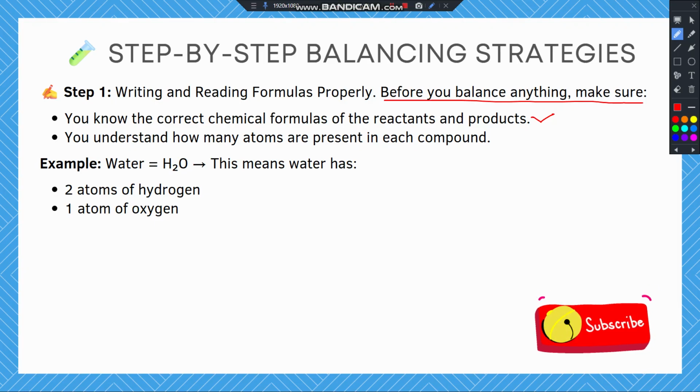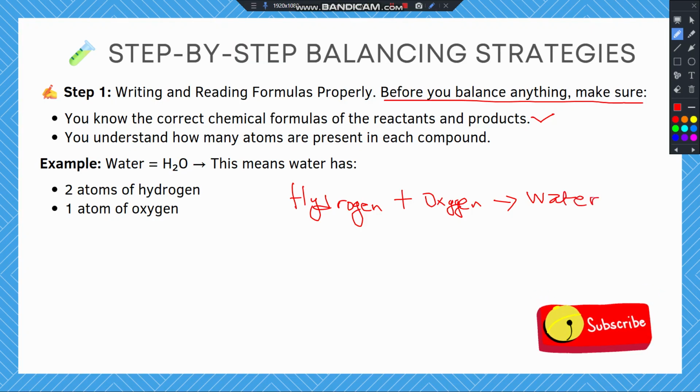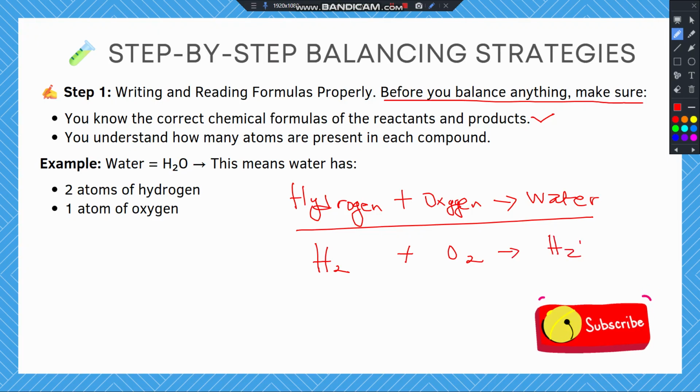So for instance, if I say hydrogen reacts with oxygen to form water, and I ask you to write out the formulas of each and every one of these. If you didn't know the formula to start with, then balancing the chemical equation will be impossible. But someone who knows the formula will just go ahead and write this: H2 plus O2 will give us H₂O. So that's the first step. You need to be acquainted with how the formulas and the symbols come into play.